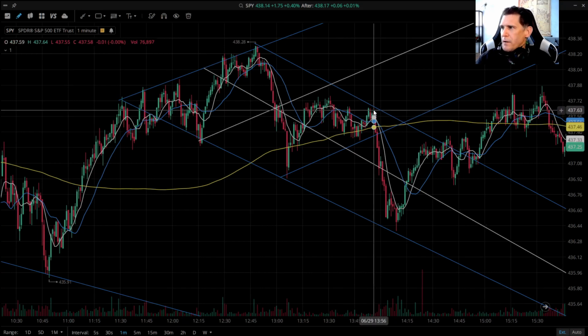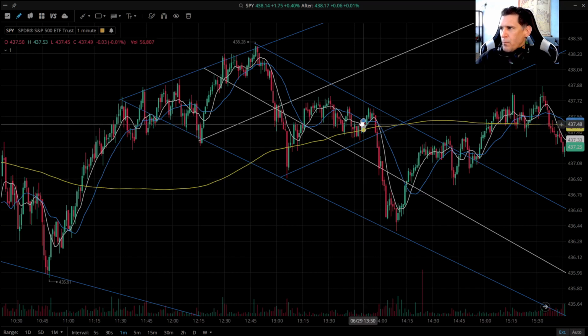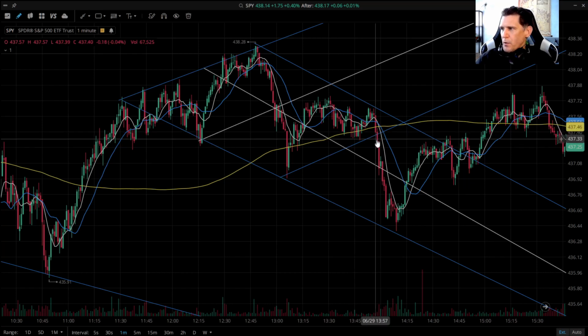Would you enter here? Probably not, because there's a good chance it could find support here and kind of move out and come to a fine point of range into this pattern. This is probably the entry candle right here. Right when you break that known common support area, that is where you go short.